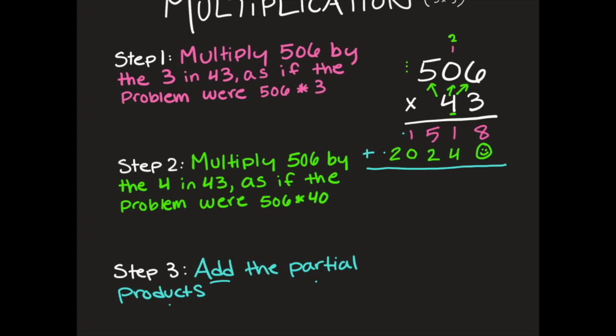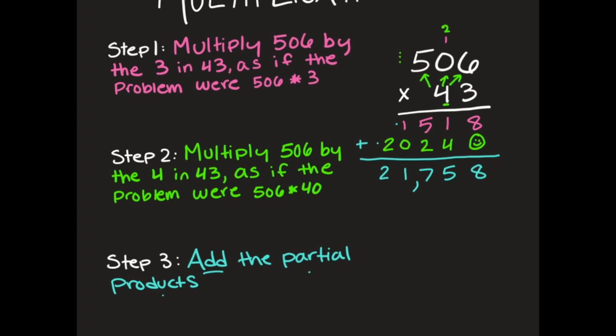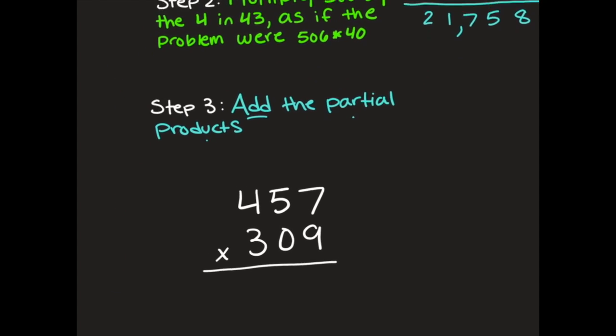8 plus 0 is 8. 4 plus 1 is 5. 5 plus 2 is 7. 1 plus 0 is 1. And 2 plus nothing is 2. And always count from the back. 1, 2, 3, comma. My answer is 21,758.